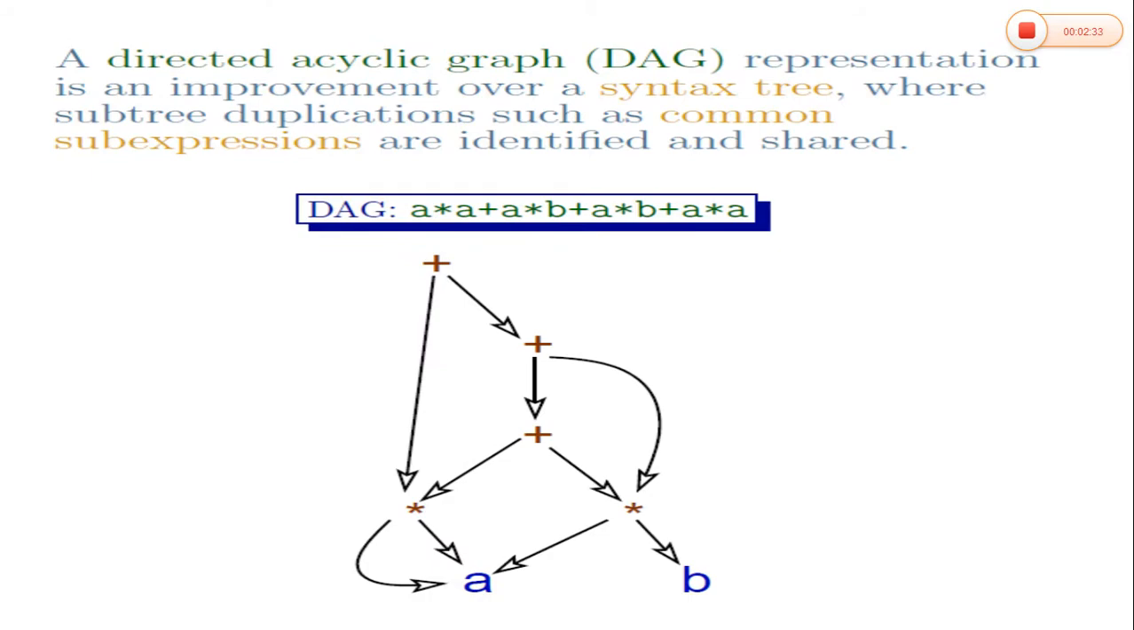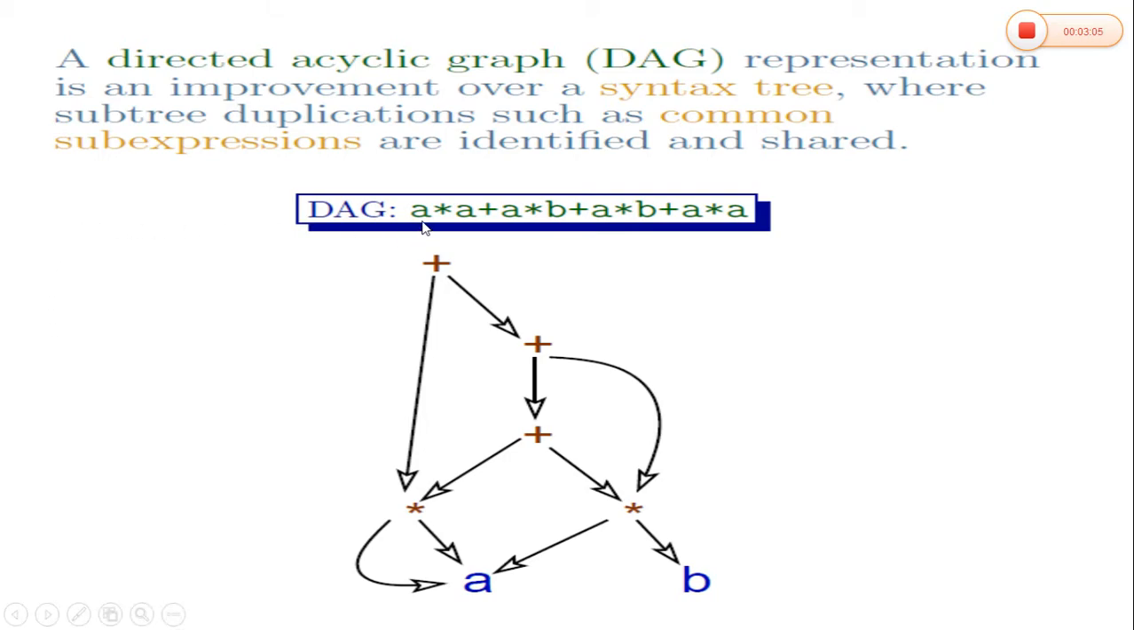Now, what is a DAG, directed acyclic graph? It is an acyclic graph having no cycle. So it represents an improved syntax tree where subtree duplications such as common sub-expressions are identified and eliminated. So we have the same expression for which we are trying to create a DAG. In this, we all know the rules and regulations of how to create a DAG.